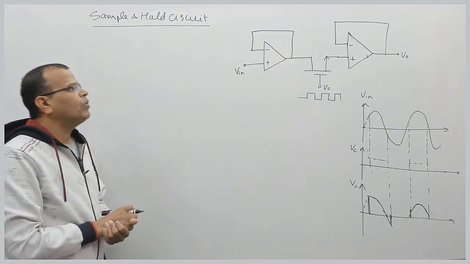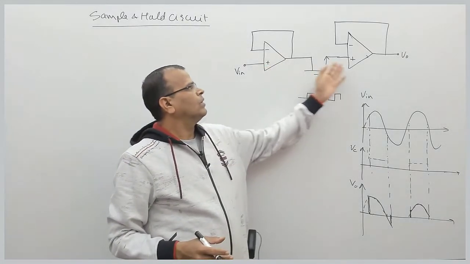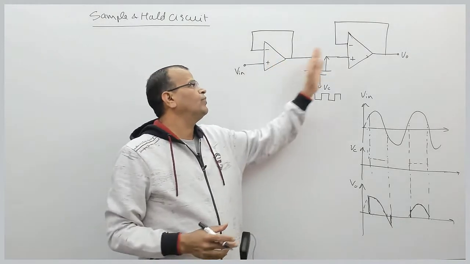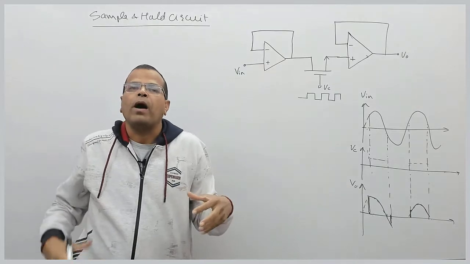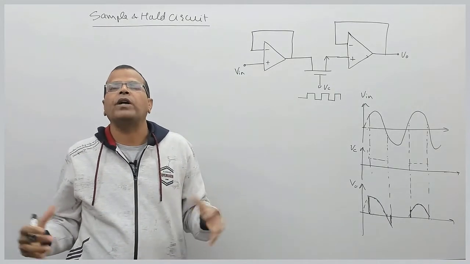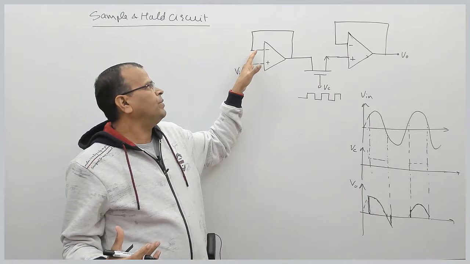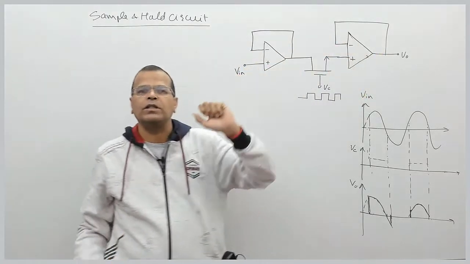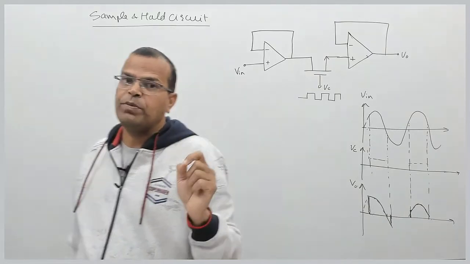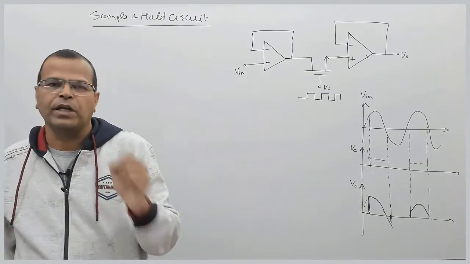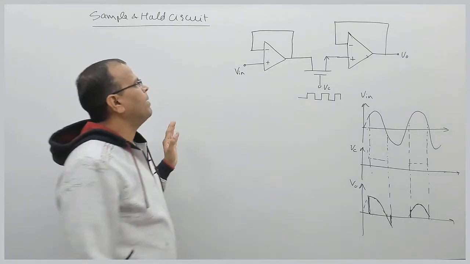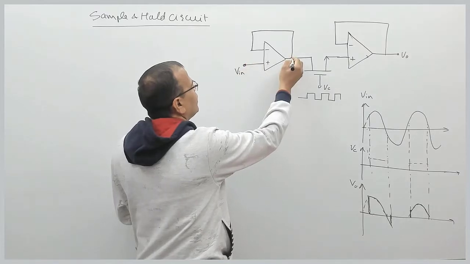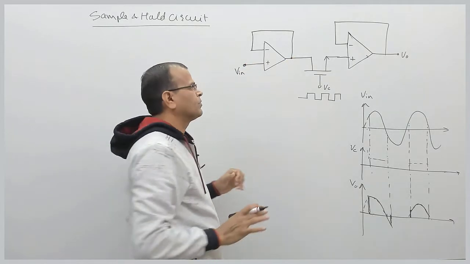So in sample and hold circuit, we have two op-amps at the input stage and output stage. These are basically voltage followers which are used to isolate the signals, to provide the isolation. They have high input impedance and low output impedance. So overall, this circuit has high input impedance and low output impedance. Let us see the operation. Remember, this is a unity follower circuit, so whatever is input here, that will reach here, right?